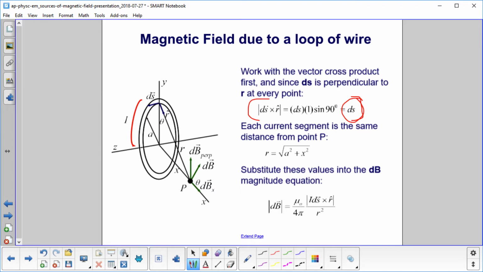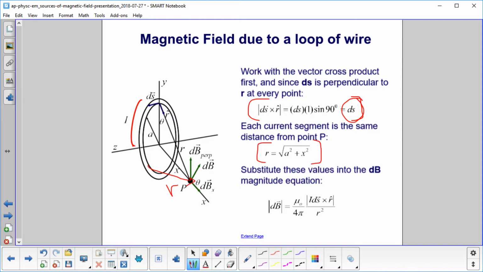Every single current segment is the same distance from point P. Okay, wherever you are on this ring, you're distance r away. And since the radius is a, we do a little Pythagoras, and we find that r is equal to the square root of a squared plus x squared.